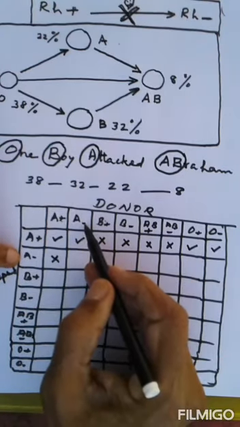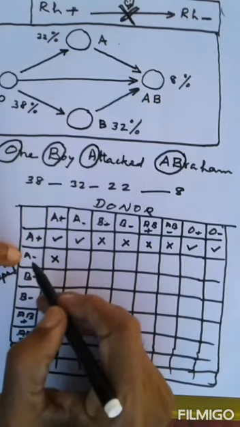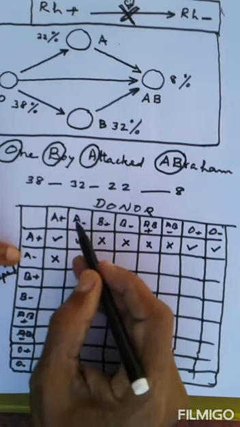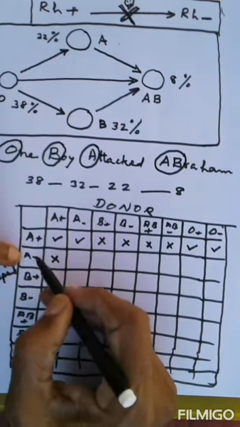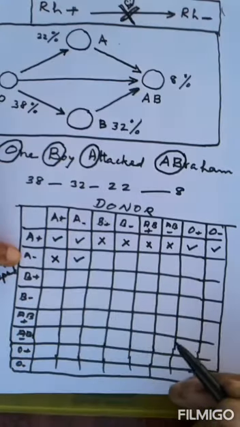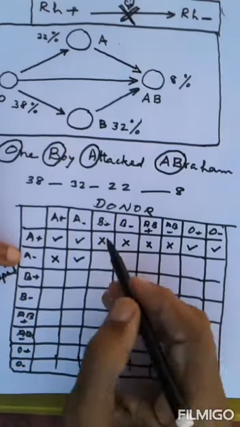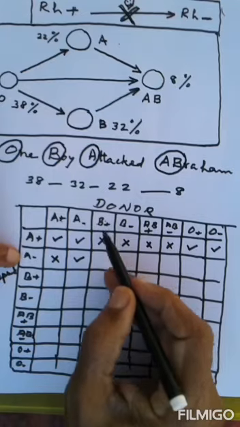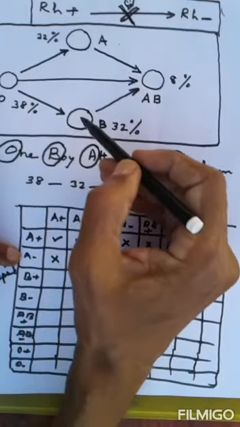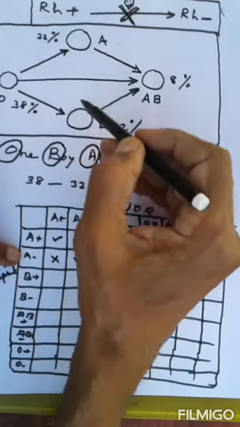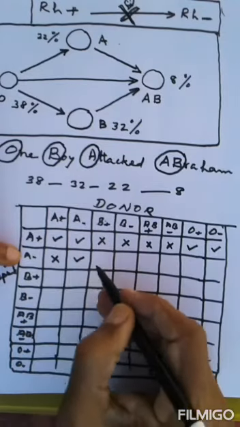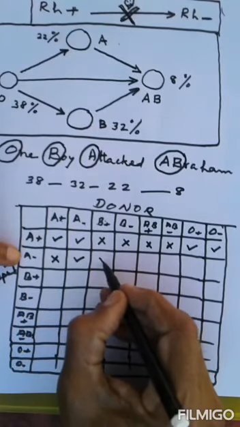Now go to A minus. A minus to A minus. That is possible. Same blood. The main group is also allowable and the RH is also allowable. So I will put a tick mark. Then B plus to A minus. B to A is not possible. There is no arrow like that. So B to A is not possible. I will put an undo mark.